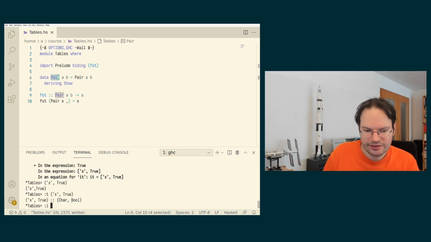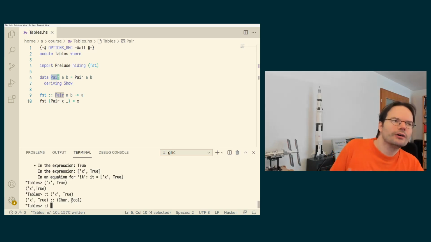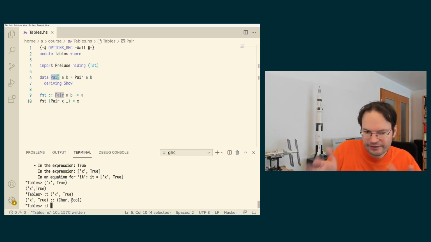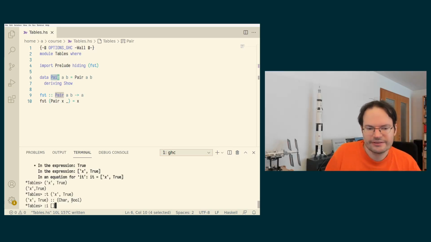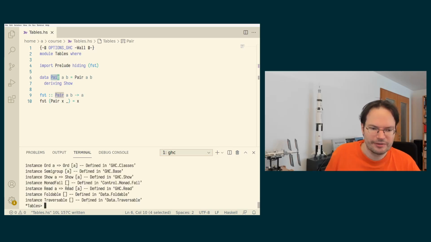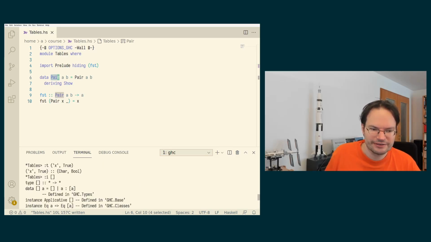If we use this magic I command, the info command, to get information about the pair type, we have to know how to write the pair type in isolation without applying it to its arguments. And just like there is this way of writing the list type without its argument by just writing square bracket open, square bracket close, right? So that gives us this data type definition that we could not write ourselves for the list type.